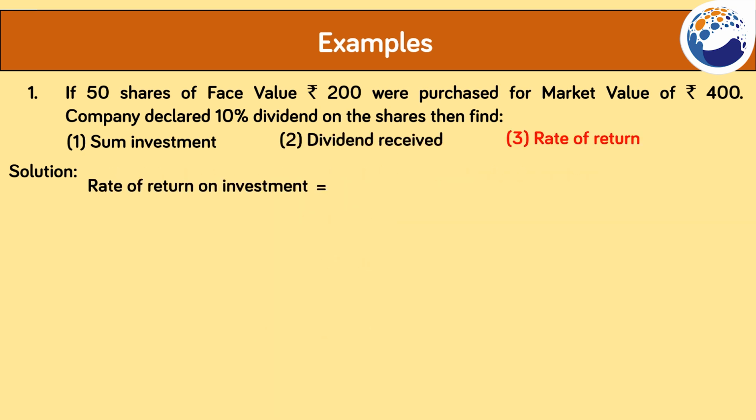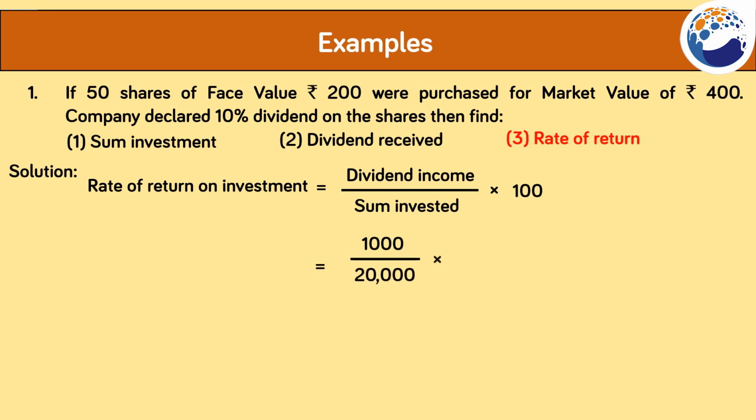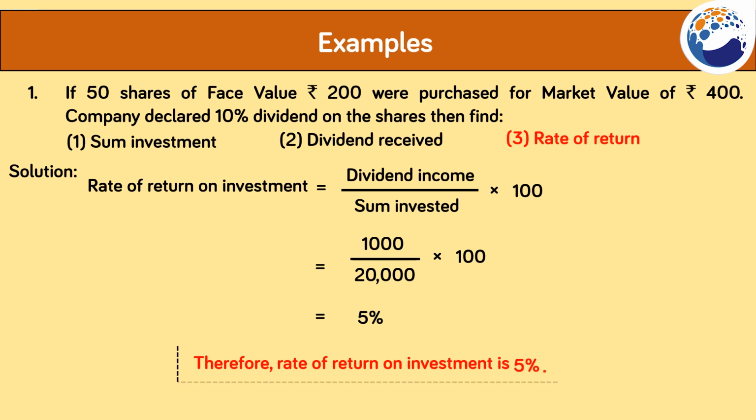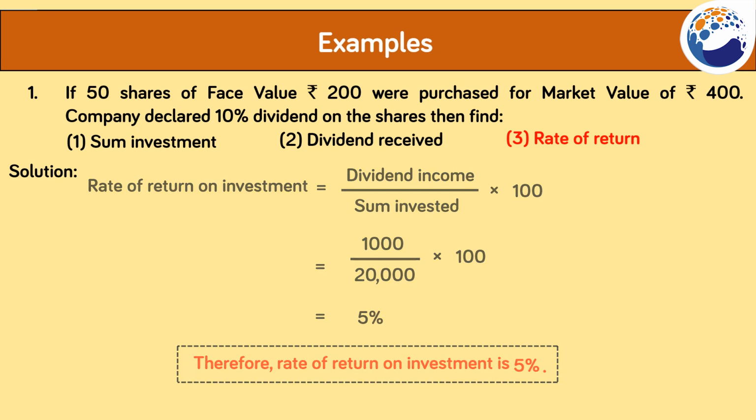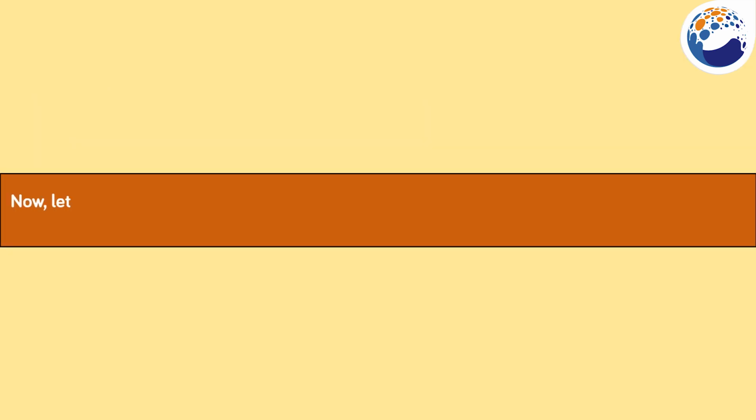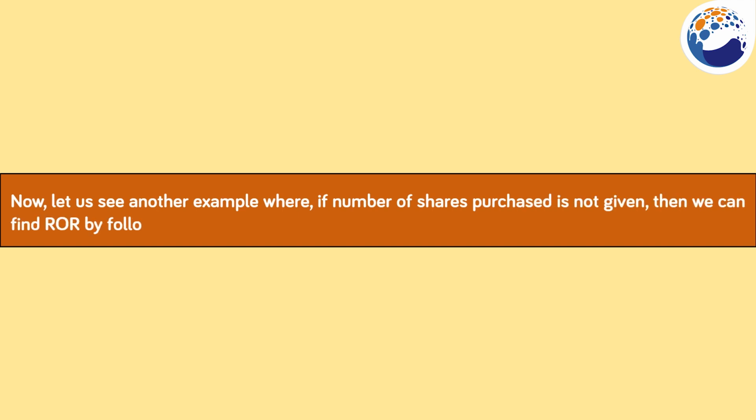Rate of return on investment is equal to dividend income upon sum invested into 100 is equal to 1000 upon 20,000 into 100 is equal to 5%. Therefore, rate of return on investment is 5%. Now let us see another example where if number of shares purchased is not given, then we find ROR by the following method.